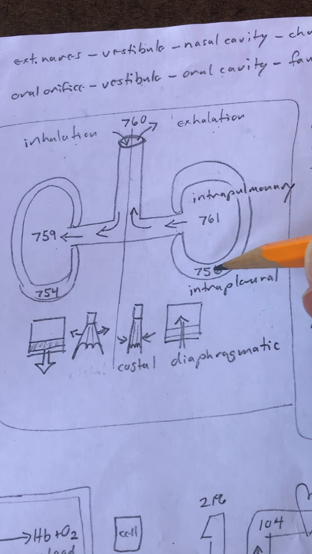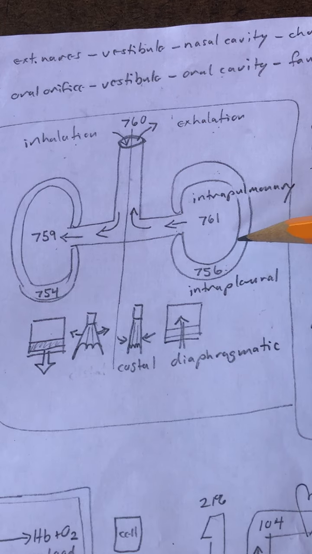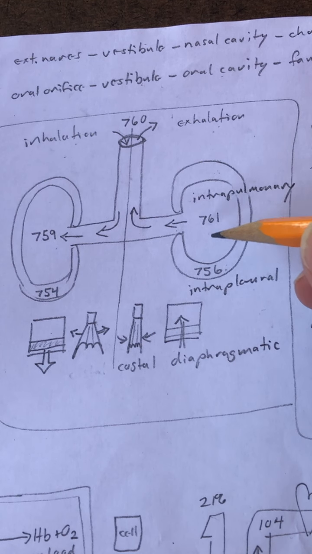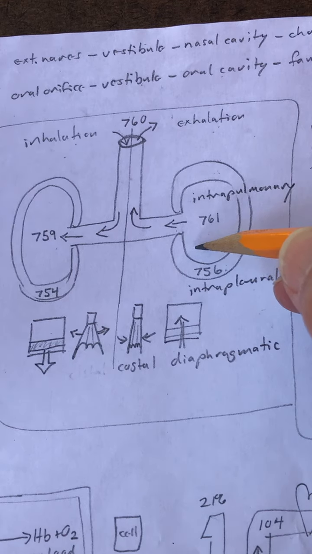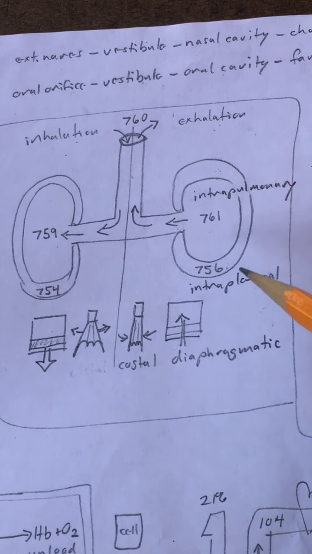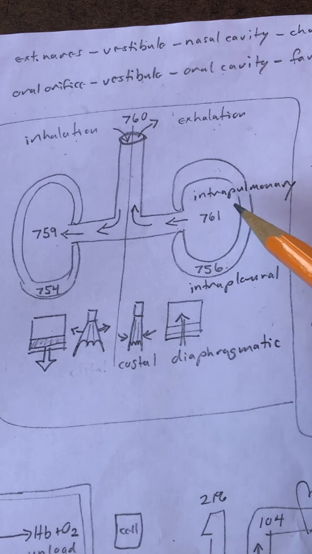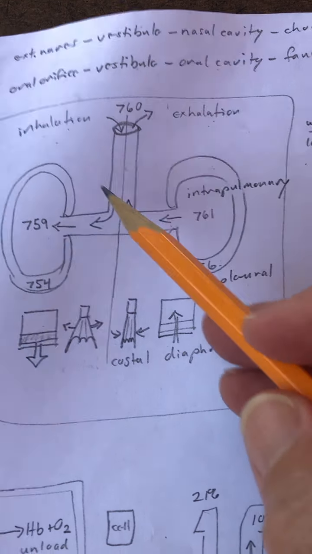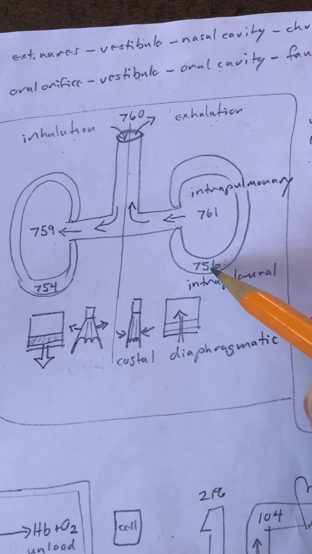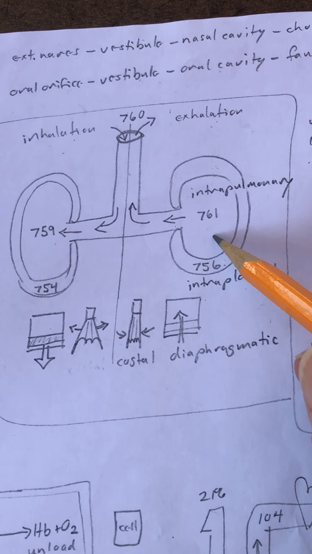Suffice to say that the integrity of this space right here and of that number right there makes breathing in and out possible. And this number, the intrapleural pressure, must always be lower than the intrapulmonary pressure to keep the lung from collapsing onto itself. More about that later. So, over here, during exhalation, the intrapulmonary pressure will be greater than the atmospheric pressure. Air goes out. The intrapleural pressure is less than the intrapulmonary.